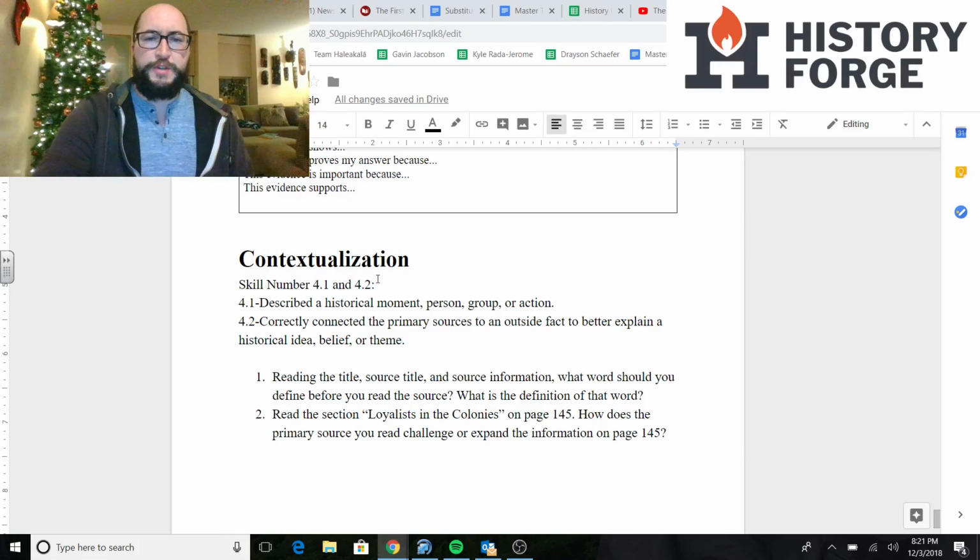I'm not going to pass out the sheets to you because you really don't need them. All you need to do is just figure out the answers to these two questions. And you will need a classroom book and you will need a primary source. So the skill is, again, contextualization. We're working on how to describe a historical moment, person, group, or action. And then we're looking at how to correctly connect the primary source to an outside fact in order to better explain a historical idea, belief, or theme.